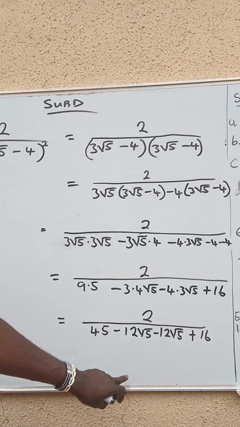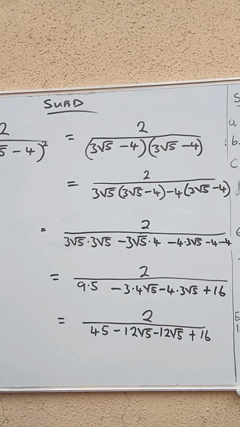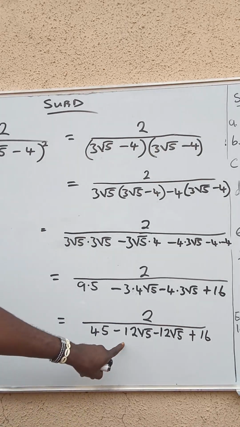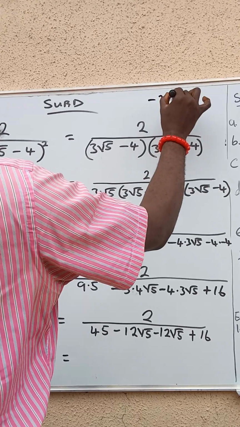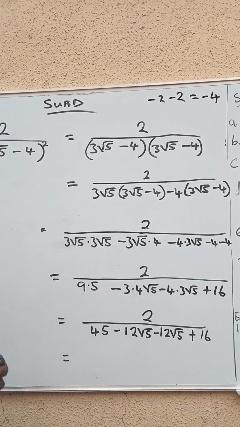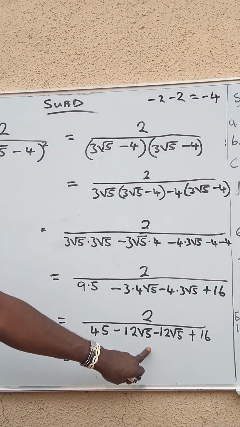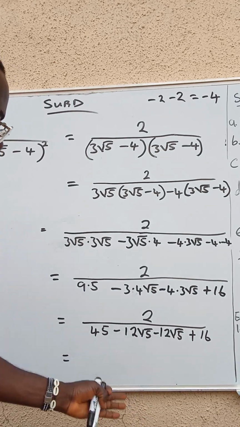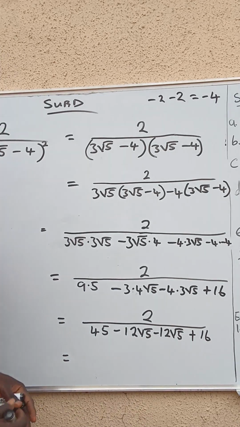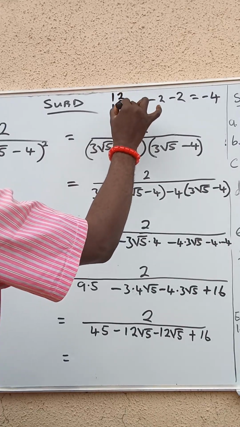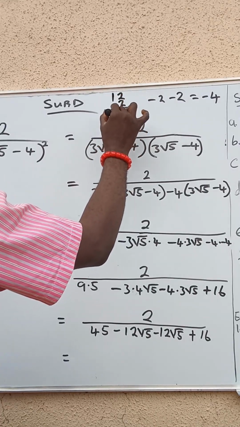Now look at it, what we have done so far here. What we did is very clear. So I can say that this thing is the same thing as what? You know, if I have minus 2 minus 2, it will give me minus 4. You are aware of that, right? So if I have minus 12 root 5, minus 12 root 5, for me to put them together, 12 plus 12 is what? We have 24. That is 12, 12. This is 4. 2 plus 2 is 4. 1 plus 1 is what? 2.